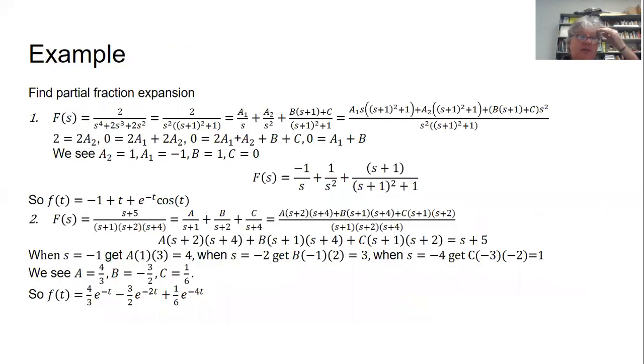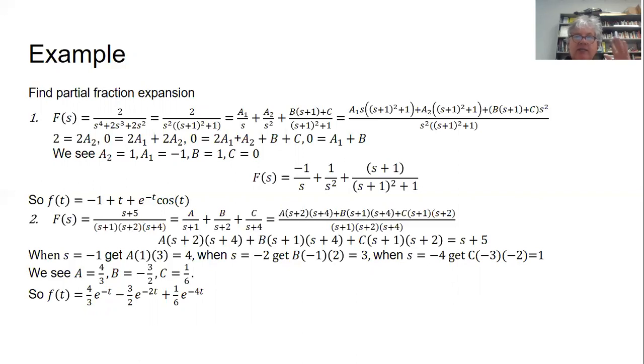Okay, so for example, here is a partial fraction: 2 over s to the 4th plus 2s cubed plus 2s squared. We factored that out. We can pull out an s squared, and we're left with s squared plus 2s plus 2. That's irreducible, so I'm going to write that as s plus 1 squared plus 1. It's a degree 4, right? So I need to solve for 4 coefficients.